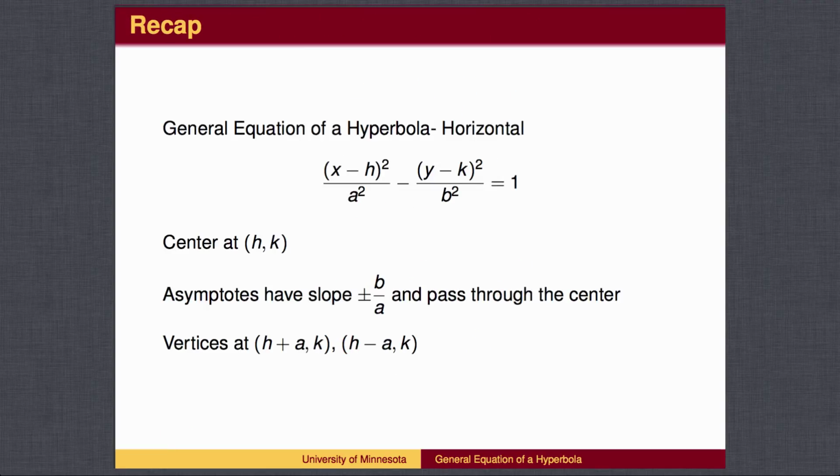To recap, if the x squared term is positive, the vertices will be on the x-axis, a distance of a to the left and right of center. The asymptotes are drawn diagonally through a box whose corners are a distance of a left and right of center and a distance of b above and below. If the y squared term is positive, we follow the same procedure, except the hyperbola goes up and down instead of left and right. The vertices are a distance of b above and below the center.